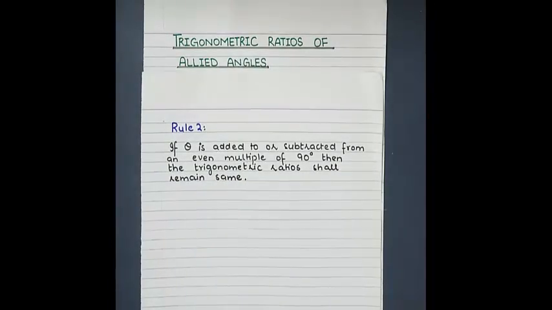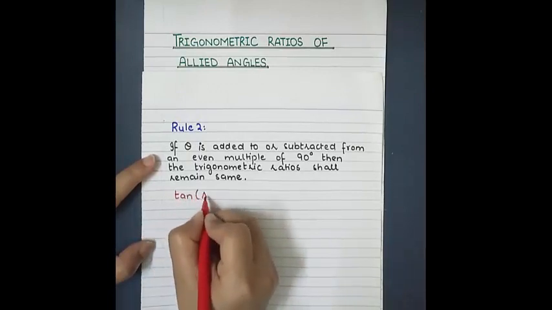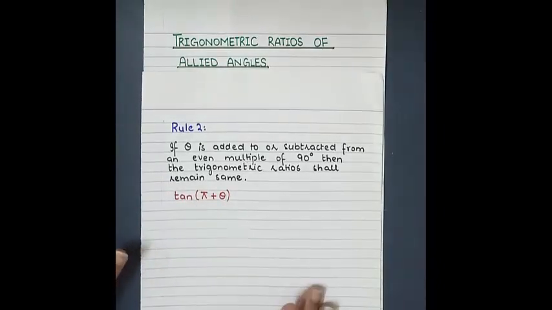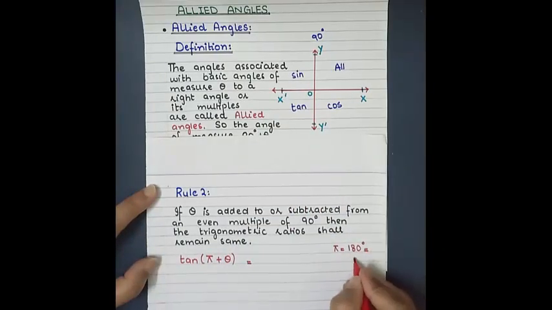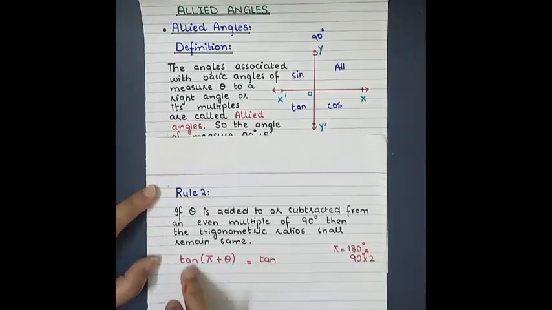Let's take an example to understand this rule. For example, we have tan(pi plus theta). So pi means 180 degrees, right? So 180 plus theta, and 180 is an even multiple of 90 degrees because 2 is an even number. It means the tan will not change into its co-ratio, that is cot. It will remain as it is. Tan and the angle theta.